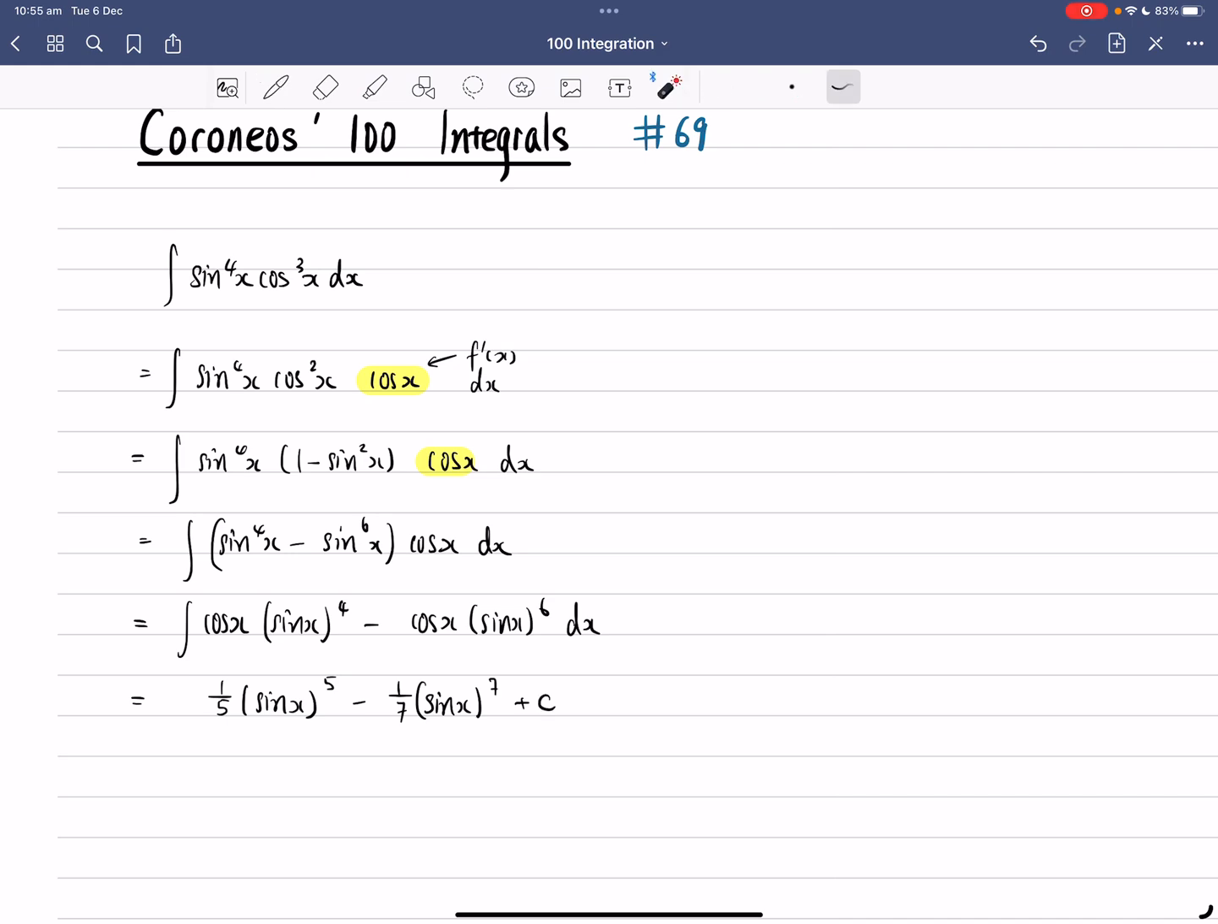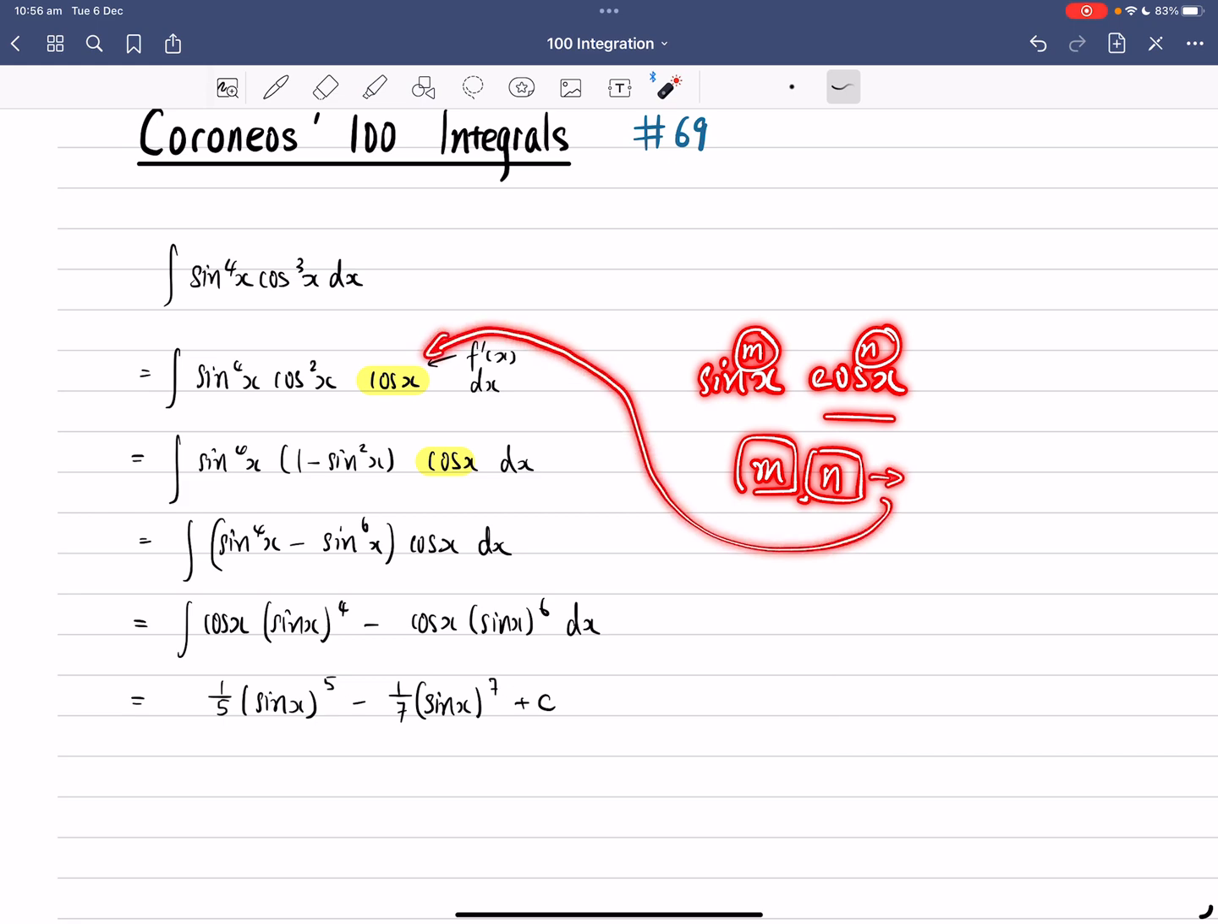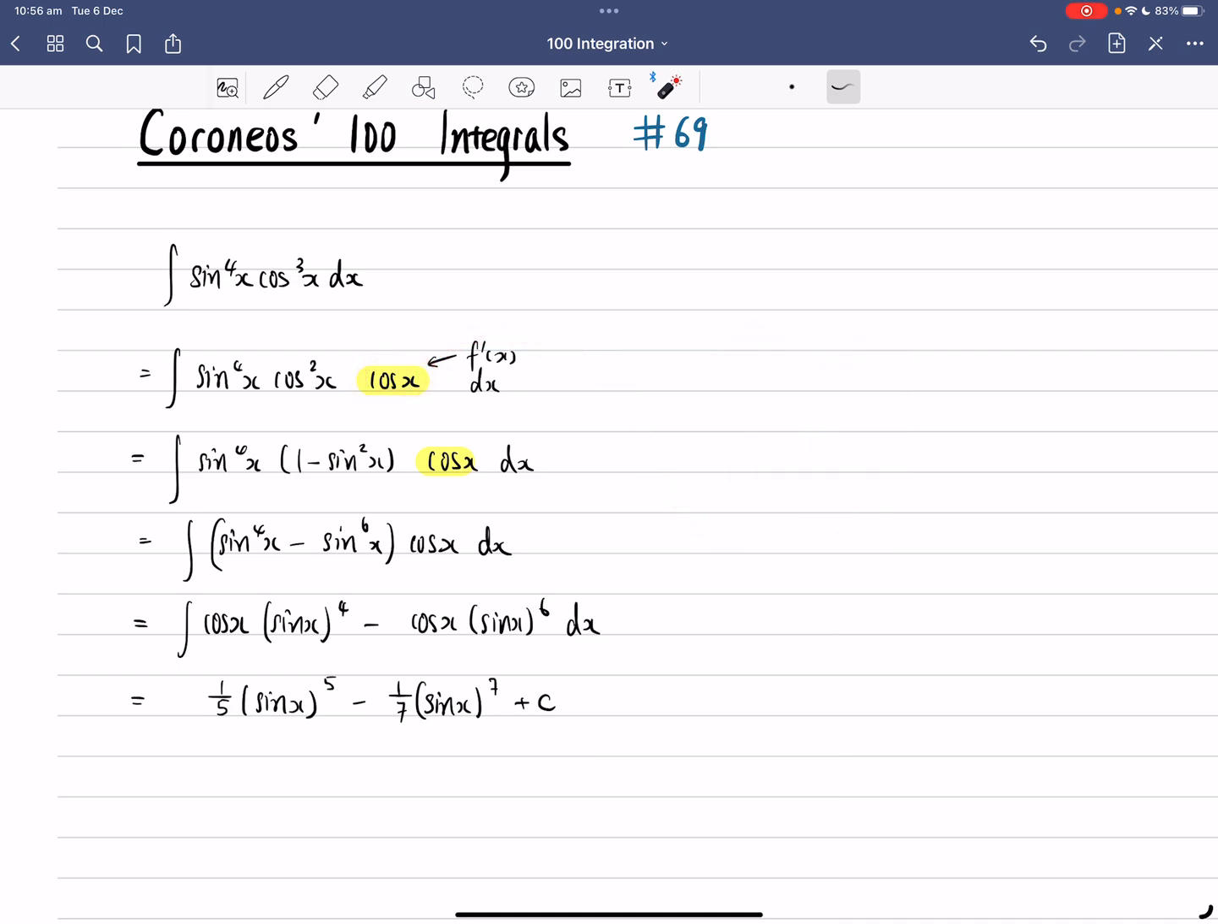So next time if you see you've got sine x to the power of m and cos x to the power of n, you always take out one of those terms if it is equal to an odd number here. So if m or n is equal to an odd number, then this is the method you would like to use. You factorize this one to be an even power and an odd power, which is power of 1 here. Okay, and that power of 1 is going to serve as the derivative.